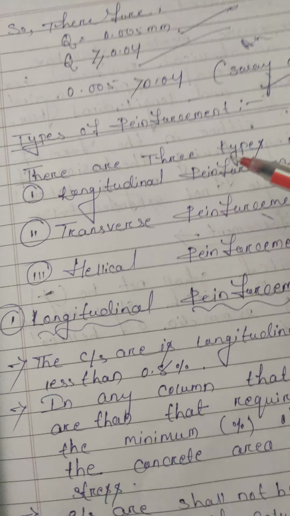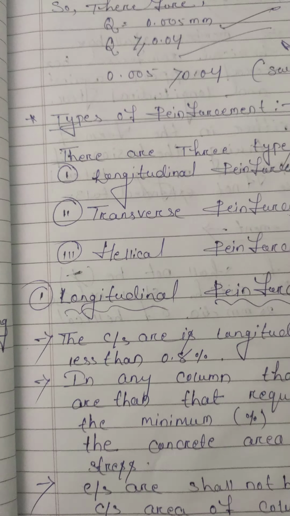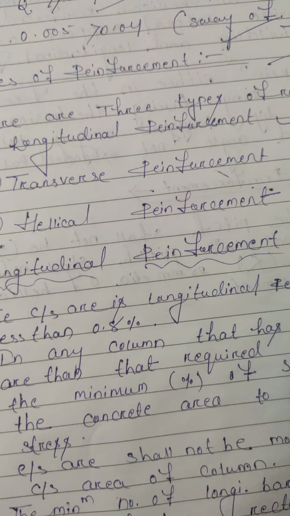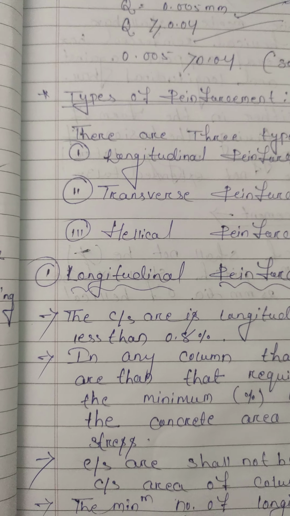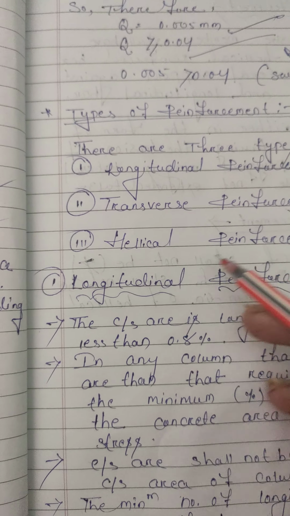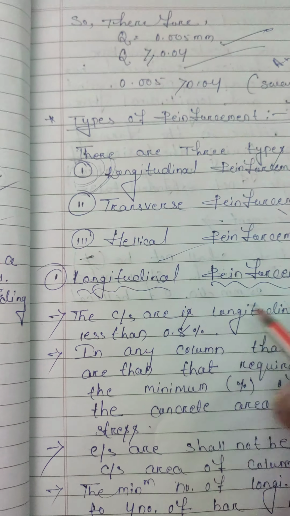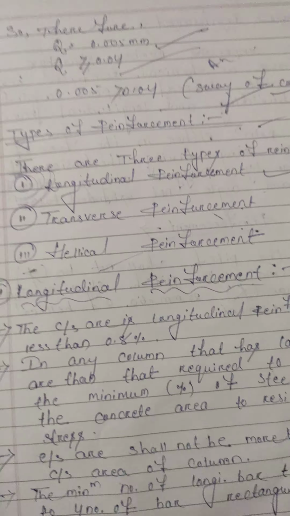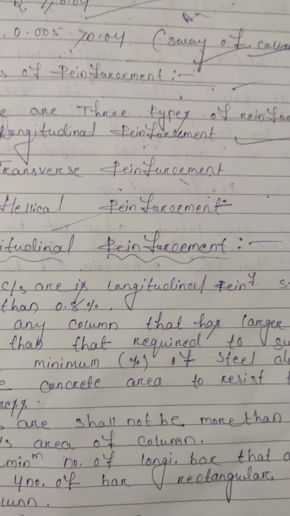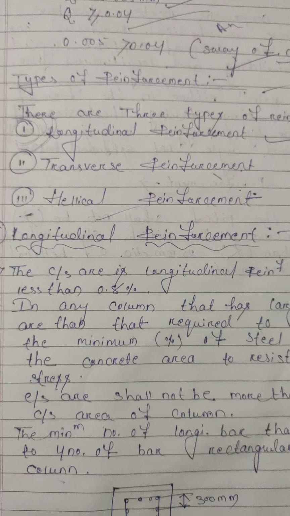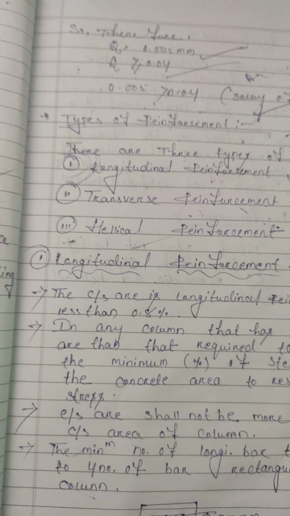The next topic is types of reinforcement. There are three types of reinforcement: first the longitudinal reinforcement, second the transverse reinforcement, and third the helical reinforcement. First, we discuss the longitudinal reinforcement. The cross-sectional area required to support the load, and the minimum percentage of steel depending upon the concrete area, is known as the longitudinal reinforcement.